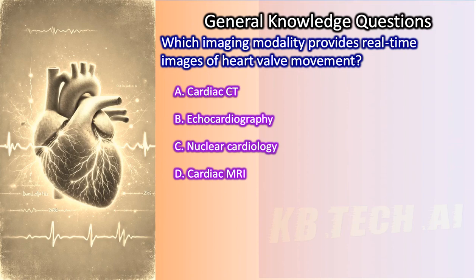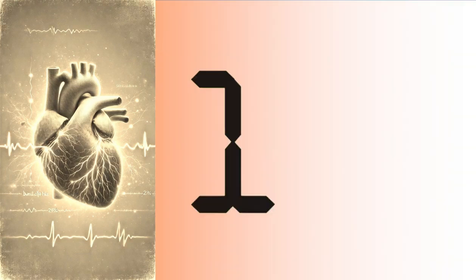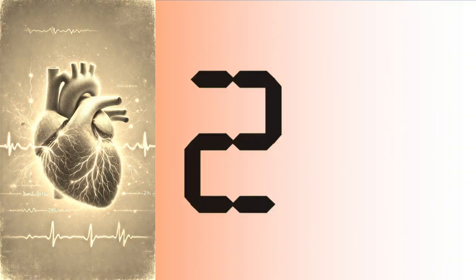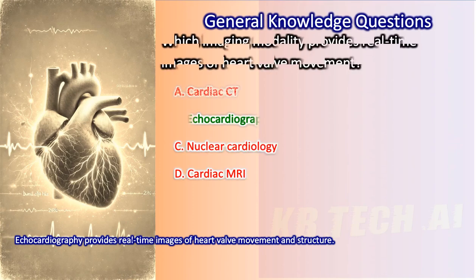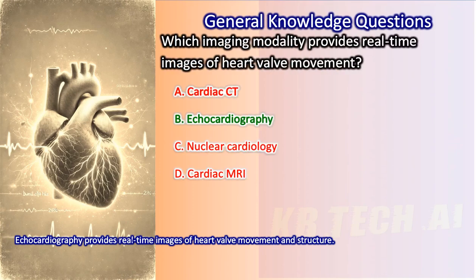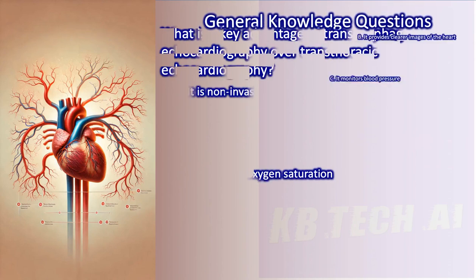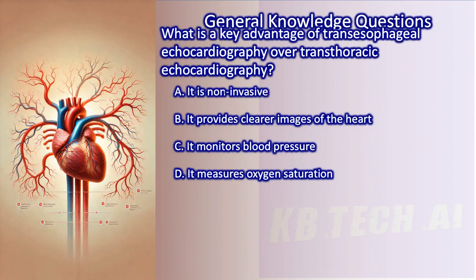Which imaging modality provides real-time images of heart valve movement? Option 1. Cardiac CT. Option 2. Echocardiography. Option 3. Nuclear cardiology. Option 4. Cardiac MRI. The answer is option 2. Echocardiography.